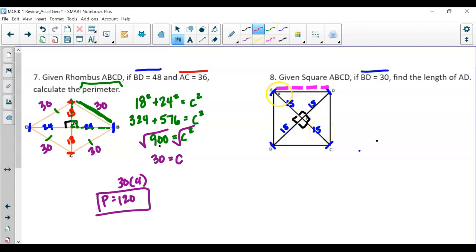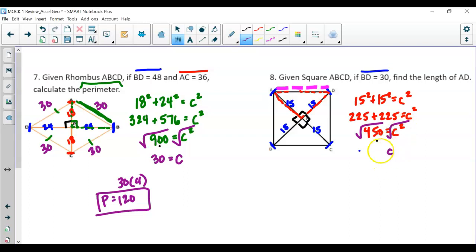Now we can use the Pythagorean theorem because of our right angle here. 15 squared plus 15 squared is equal to c squared. And now we can solve. So here you get 225, which gives you 450. But again, last step when finding distance, take the square root here. We have c squared, and c is going to be radical 450.